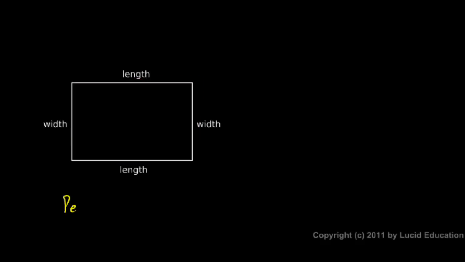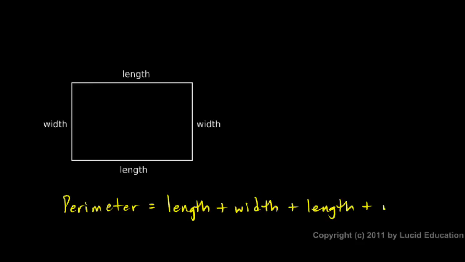So we can write that. We could write the perimeter is going to equal the length plus the width plus the length plus the width. And that will always be true for any rectangle.